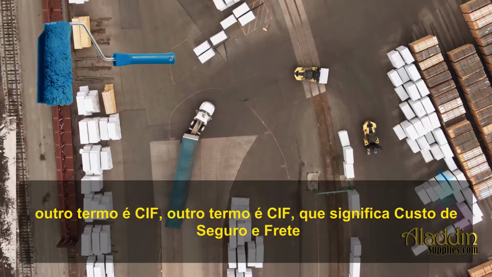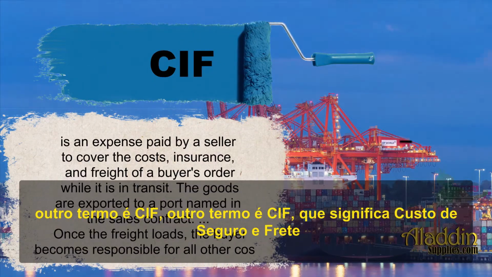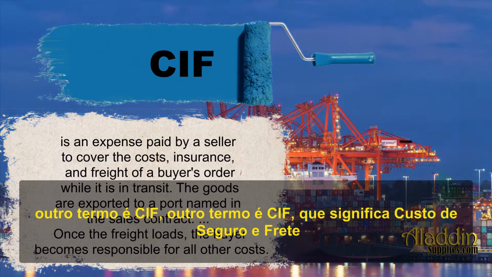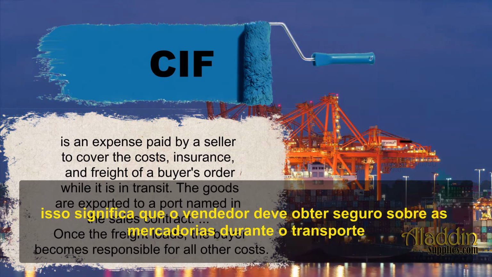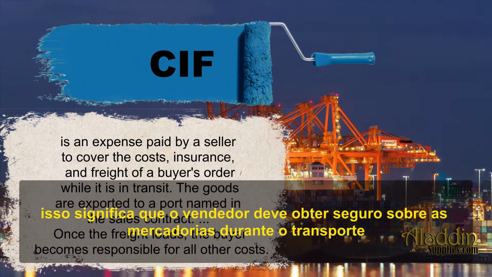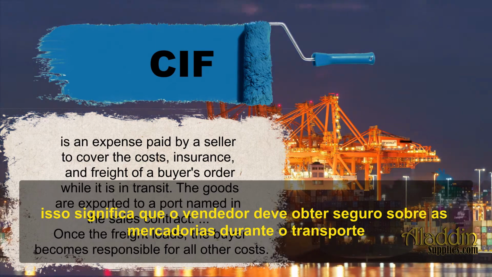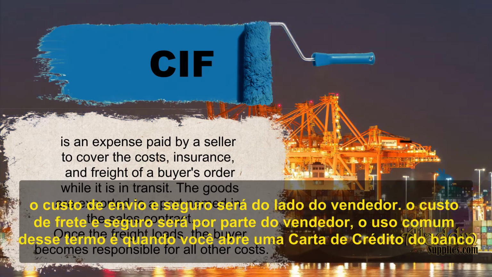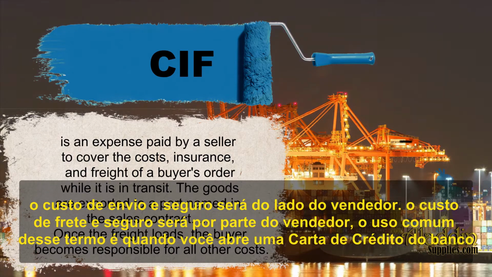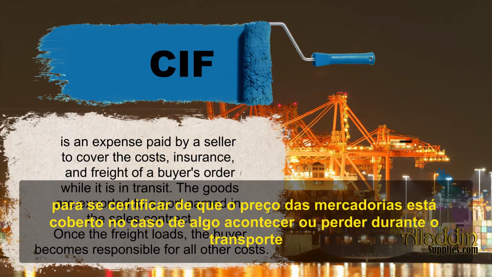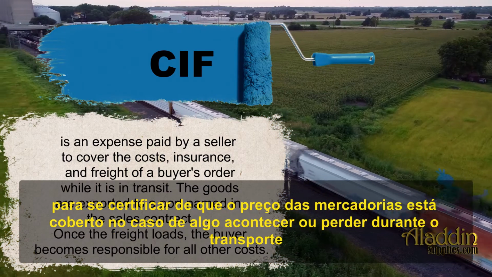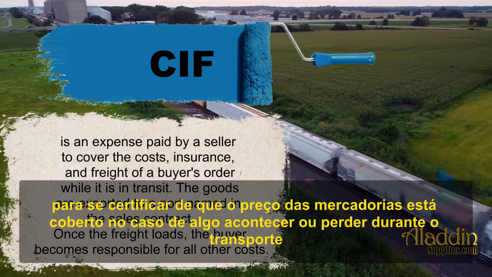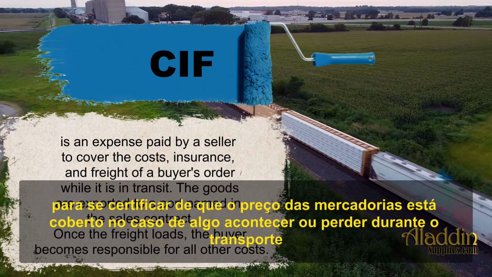Another term we have today is CIF. It stands for cost, insurance, and freight. That means that the seller should obtain insurance on the goods while shipping. The cost of all shipping and insurance will be on the seller's side. This is commonly used when you open a letter of credit from the bank, so the bank can make sure that the price of the goods is covered in case something happens during shipping.